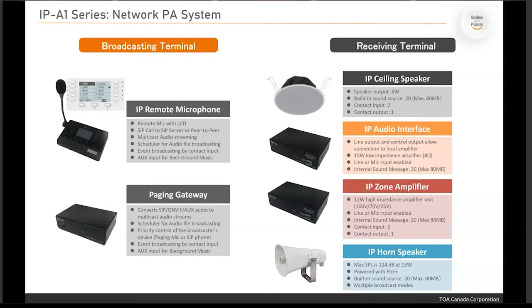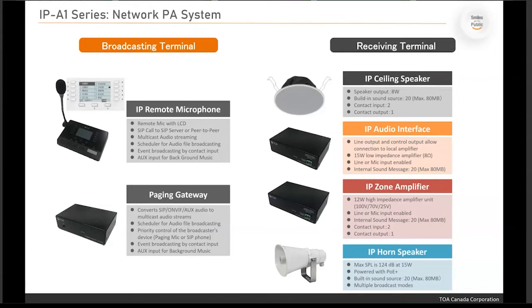Also, it has two contact inputs and one contact output, while the IP horn speaker has a 15-watt output with max SPL at 124 dB. It's powered with PoE Plus and also has an 80 MB internal memory for 20 messages and multiple broadcast modes. The two other devices are actually the IP audio interface and the IP zone amplifier.